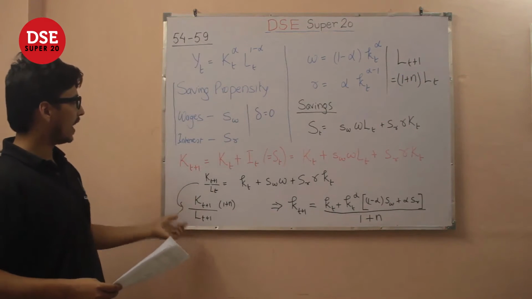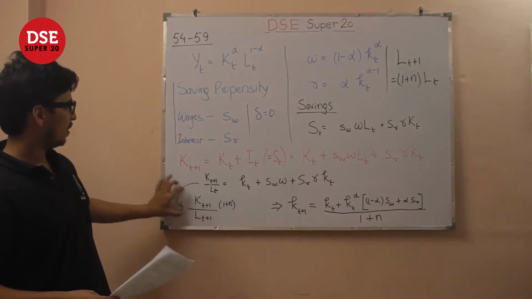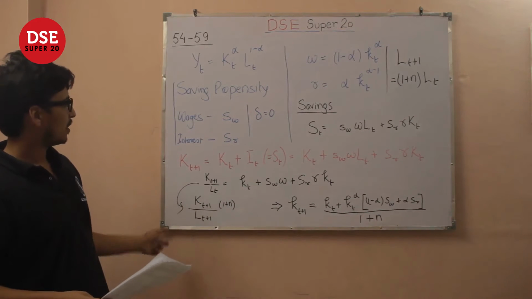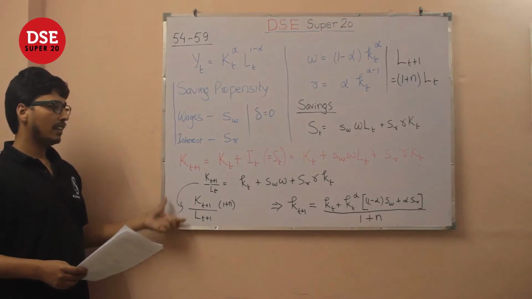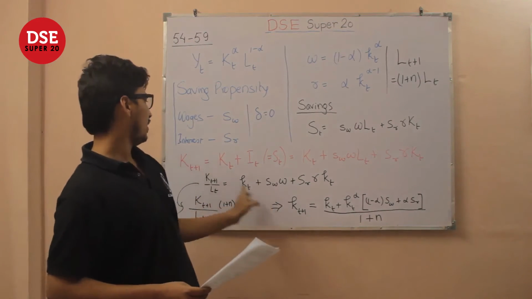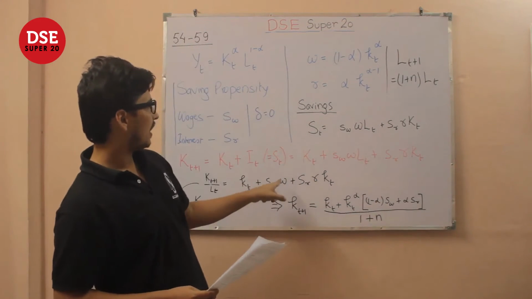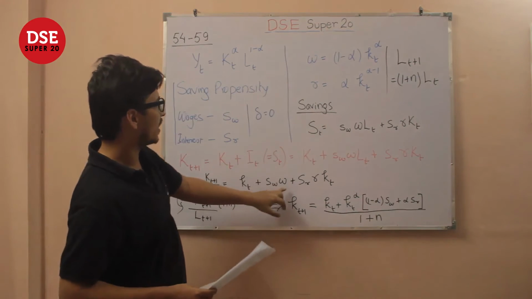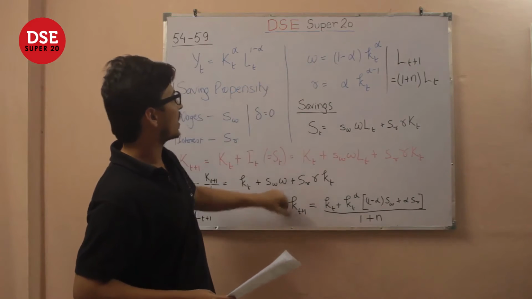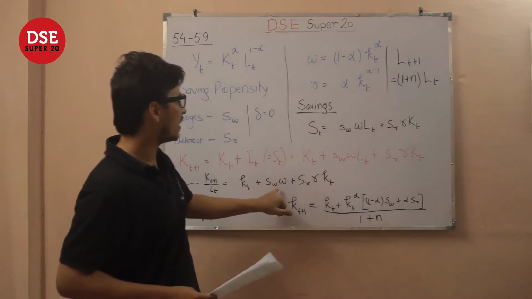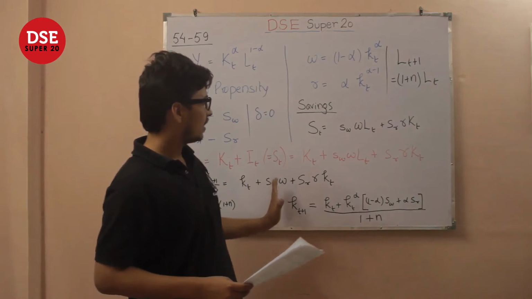So I have done just that, and now we have got kt plus 1 upon lt plus 1 into 1 plus n. Now this is small kt plus 1. So we got capital per capita in the next time period, and this whole expression comes to be like this. Now again, what I have done is I have replaced this w and r from these two equations. So for the wage rate, you can write this expression here, and for r you can write this expression here. This whole thing solves down.